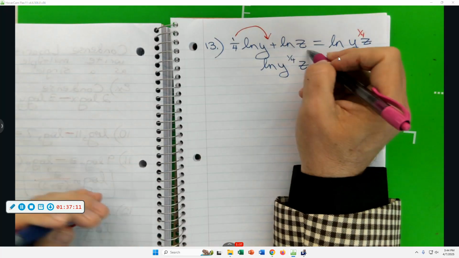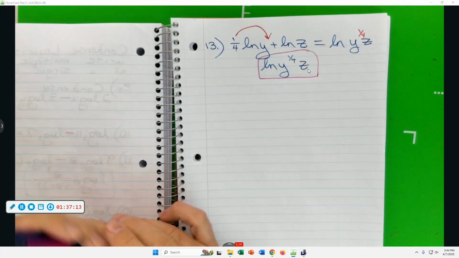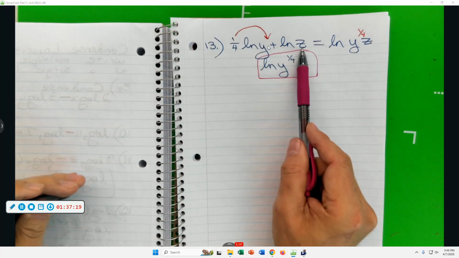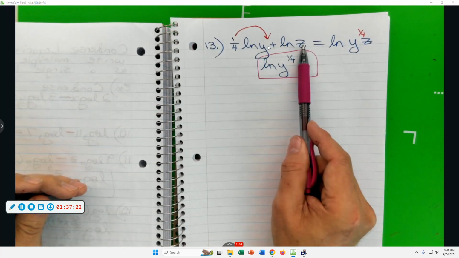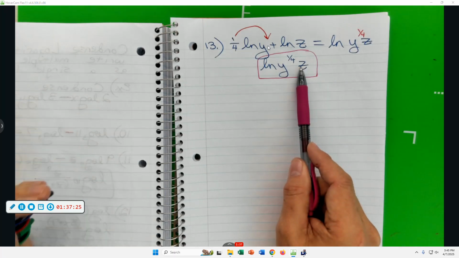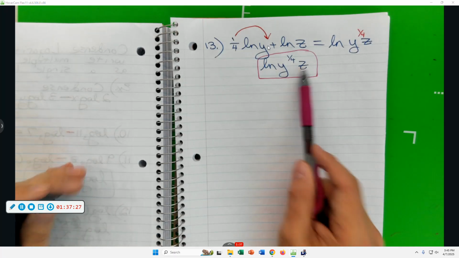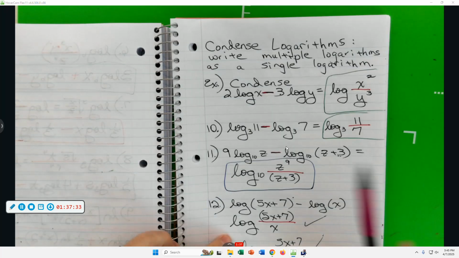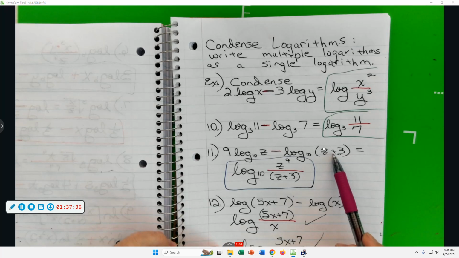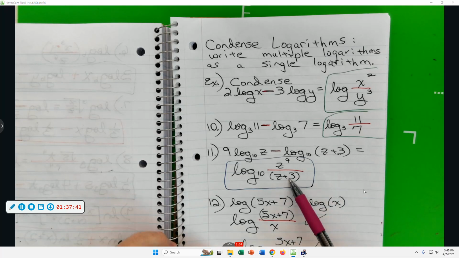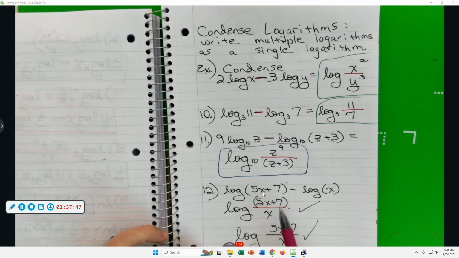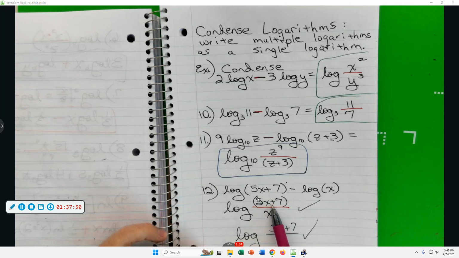Common mistake that students will do is put a plus in between the y and the z. No. Look at these arguments, y and z, they didn't have any pluses or minuses there, so you can't have a plus or minus in the argument of your final answer. The only way you can have a logarithm with an argument as a plus or a minus is if you started with the plus or minus in the argument of the original problem. You had a z plus 3 in the original problem, you're stuck with that z plus 3 in the final answer. You have a 5x plus 7 in the original, you're stuck with that 5x plus 7 in your answer.